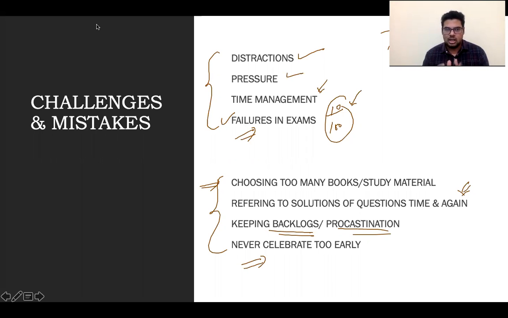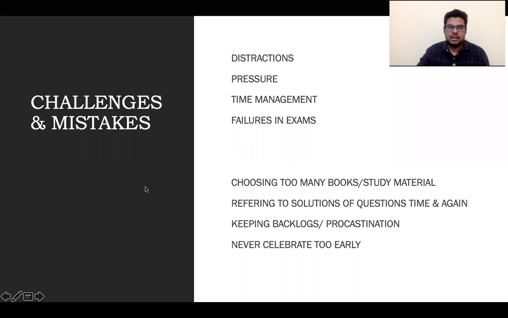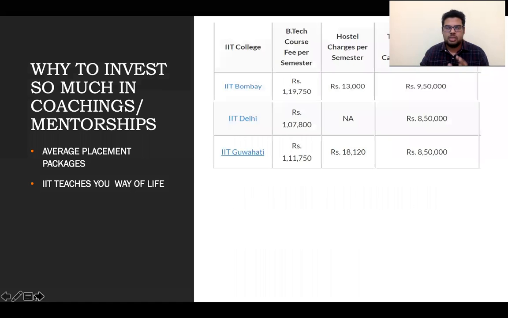करना है, ठीक है। Never celebrate too early, never ever. जैसे not only in JEE, लाइफ में कोई भी चीज है ना, उसमें आपको कभी ऐसा काम करना ही नहीं, ठीक है। तो देखो, अब सबसे ये challenges and mistakes are very common, so please try to understand. Now, I won't be taking very much of your time. We are just about to finish.